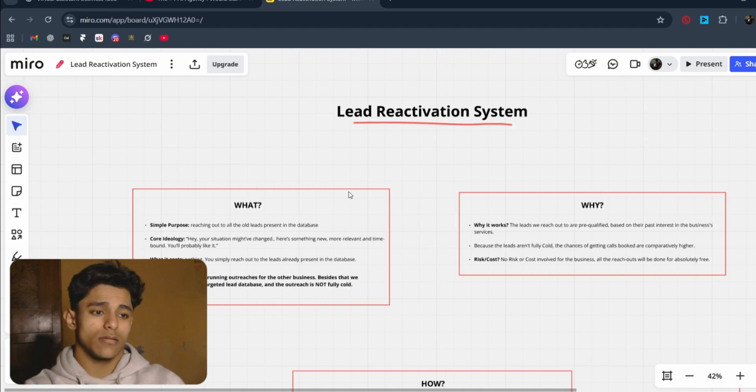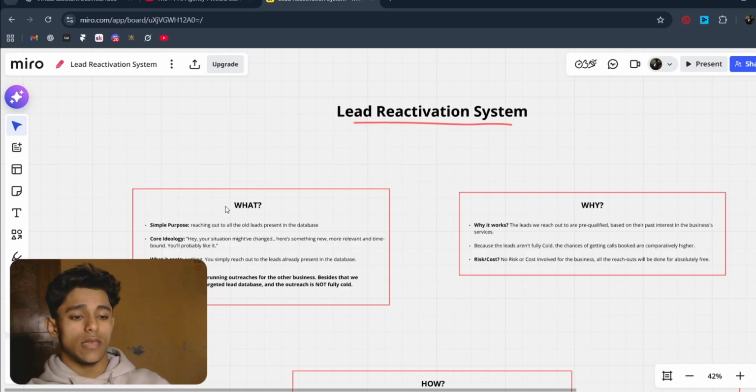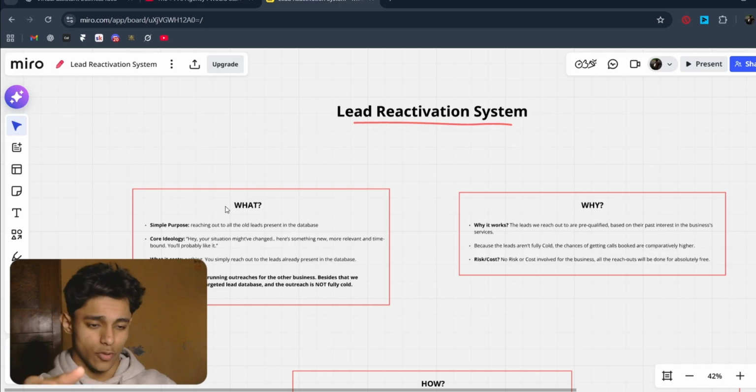Okay, so this system that I'm going to show you is basically an AI system that's going to do this whole thing for you, and you just have to do nothing about it. You just have to set the system up, and that's it. All those leads will be contacted by the system itself, and you literally have to do nothing about it. So let's dive into what I have for you, this system.